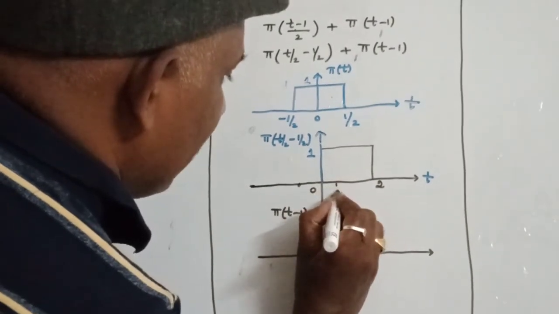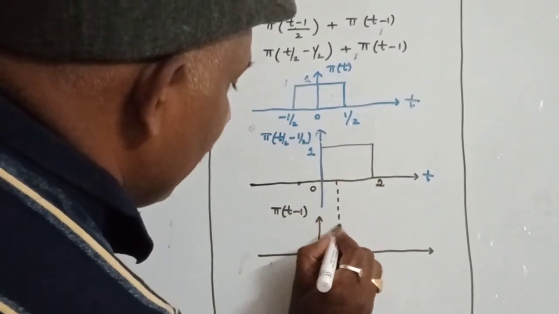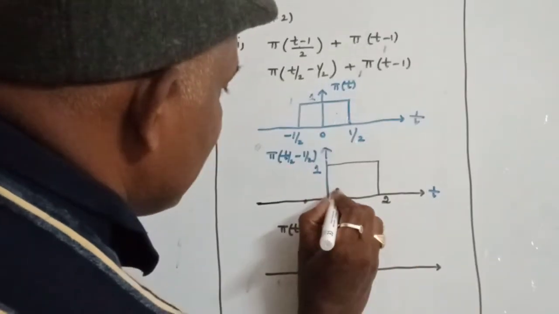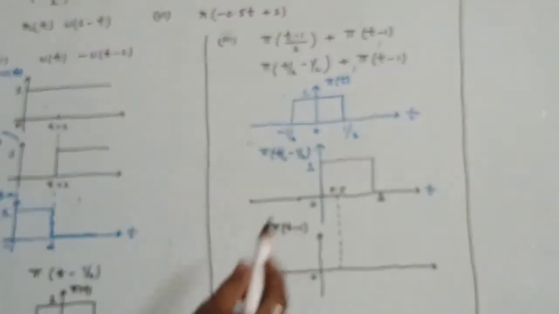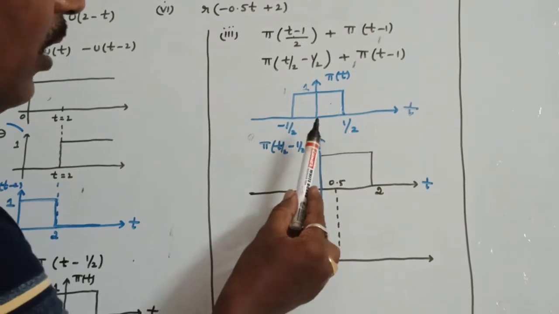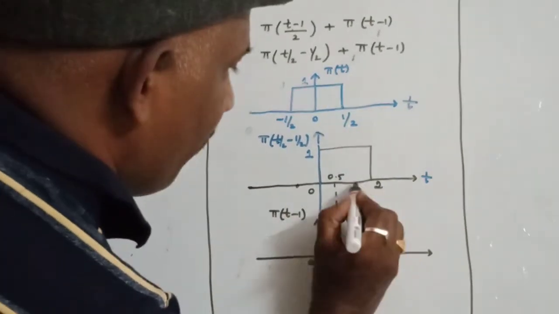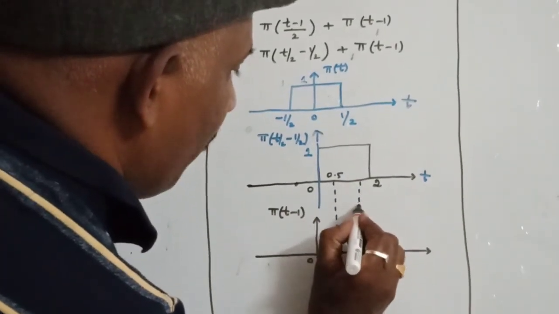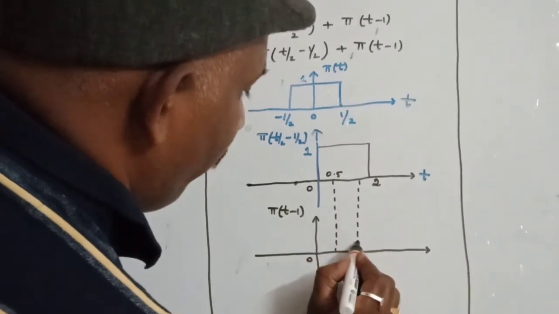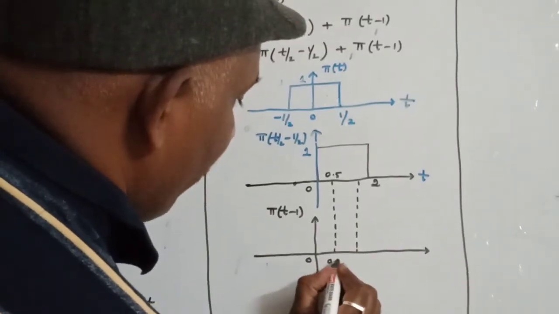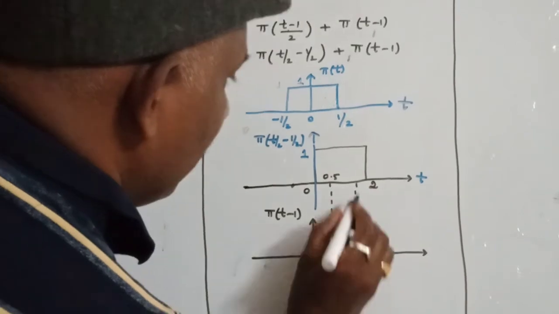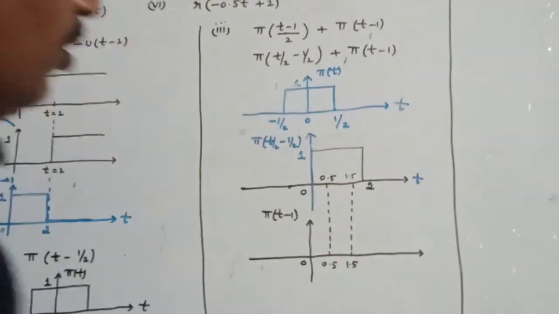You can see that, note 0.5 here. So this is 0.5. If we add 1, it will become 1.5. So 1.5 is somewhere here. So this is 0.5, and this is 1.5.